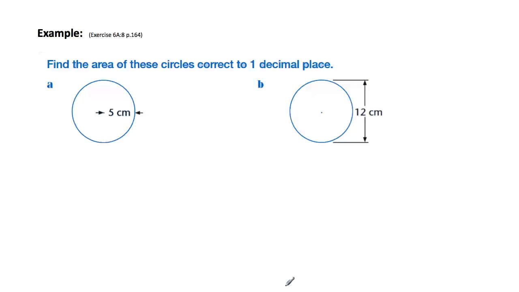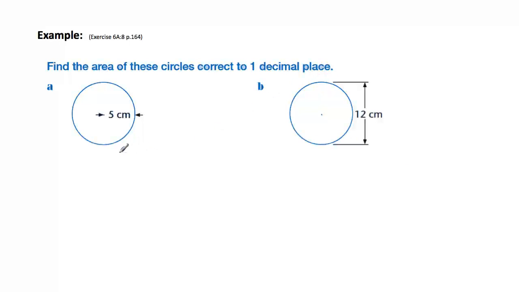And now this is our final example. I'll push this up the page a little bit. And it says find the area of these circles. Let's write down the correct formula. Pi r squared. Area, pi r squared. In this case, we've got the radius as 5. So the area would be pi times 5 squared.